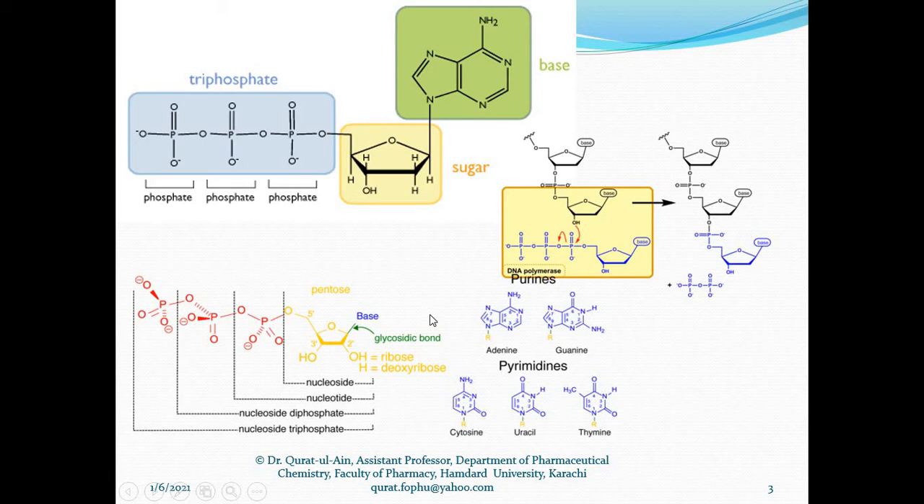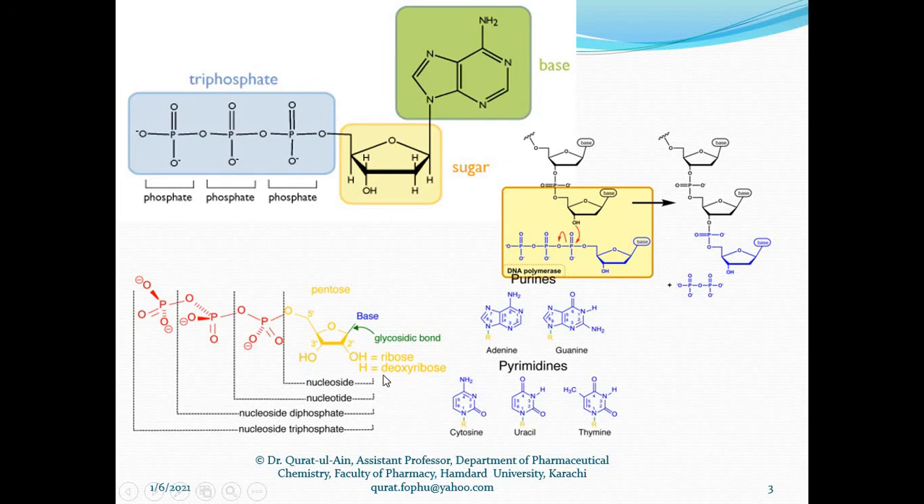And another difference between RNA and DNA is that RNA has ribose sugar, whereas DNA has deoxyribose sugar. In other words, the ribose sugar that RNA has will have two hydroxyl groups at the 2 prime and 3 prime positions.